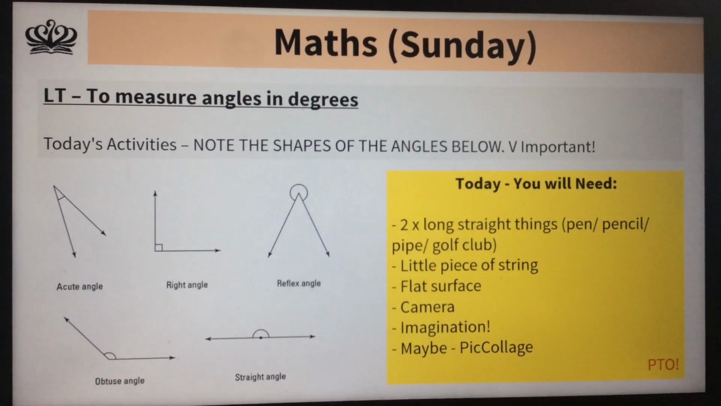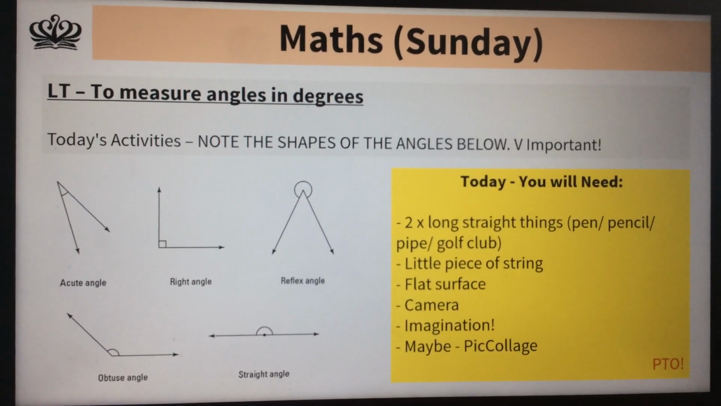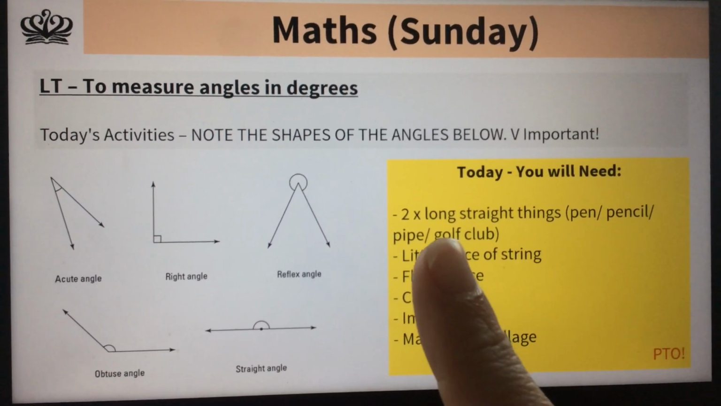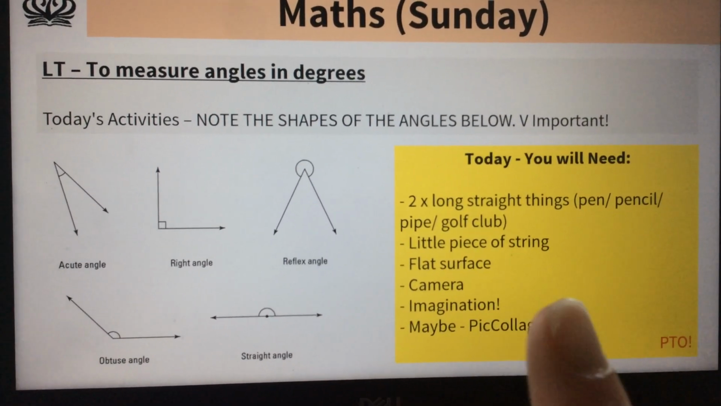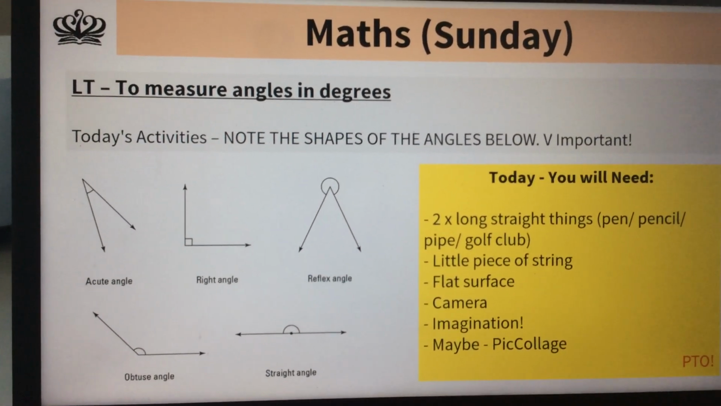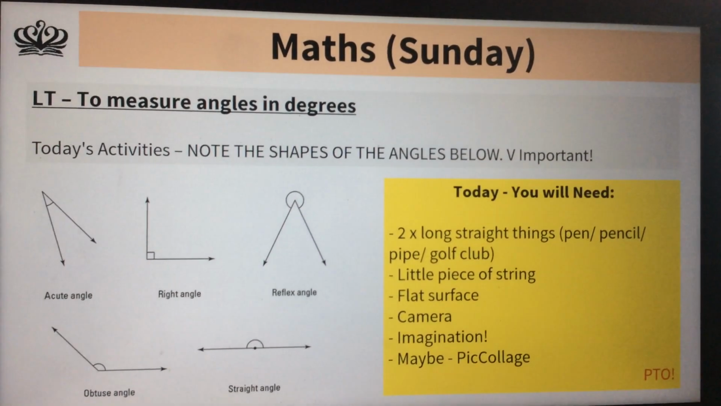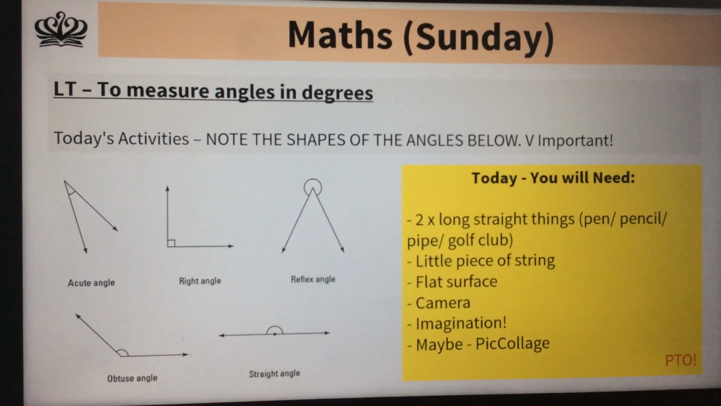We want you to make some angles, okay? So you need to do this. You need two long straight things. It can be anything that you've got at home. A little piece of string, or you'll see in a minute I've drawn mine, a flat surface, a camera so you can use an iPad or a phone, imagination, and maybe Pic Collage. I'll show you how that works in a moment.